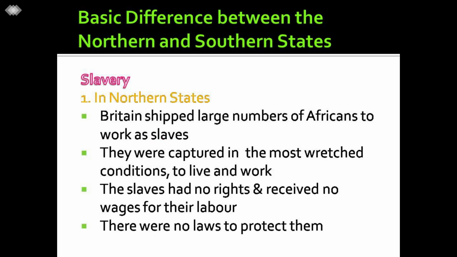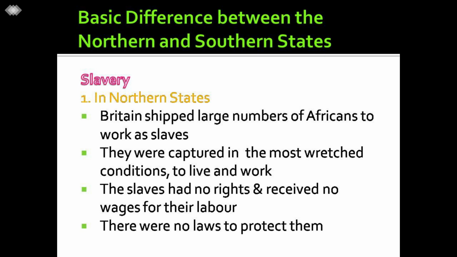Slavery. Slavery had been the major cause for the American Civil War. Britain had shipped a large number of Africans to its North American colonies to work as slaves in the tobacco, sugarcane, and cotton plantations there. The Africans were captured and shipped in the most terrible conditions to a foreign country to live and work amidst a people very different from them in terms of race, color, language, and religion.